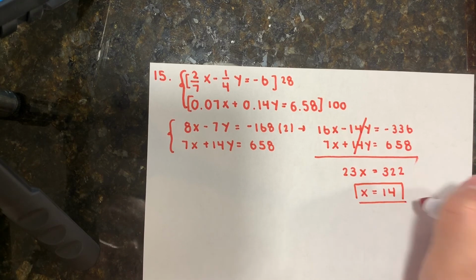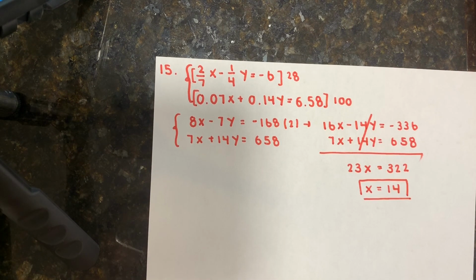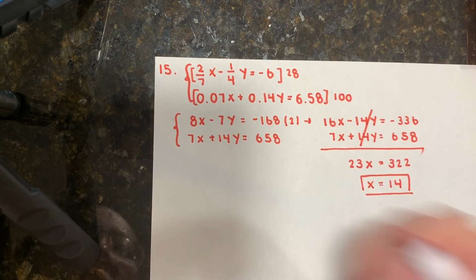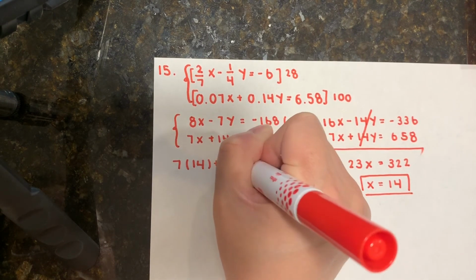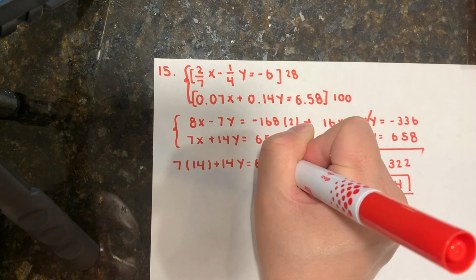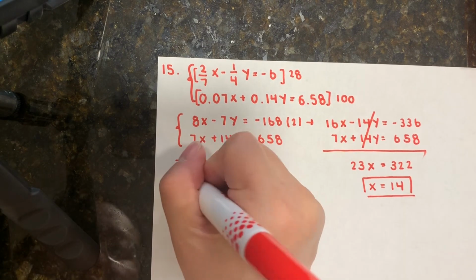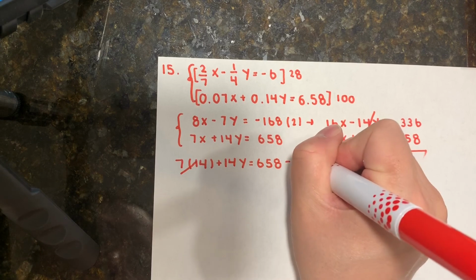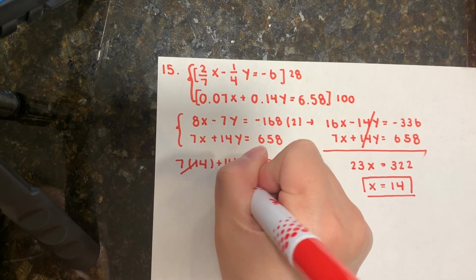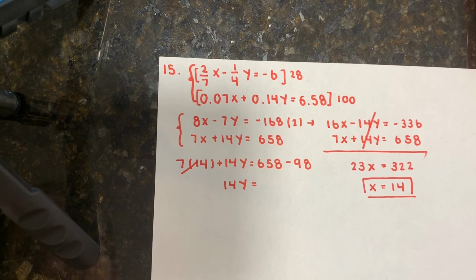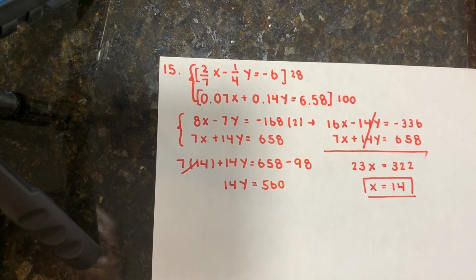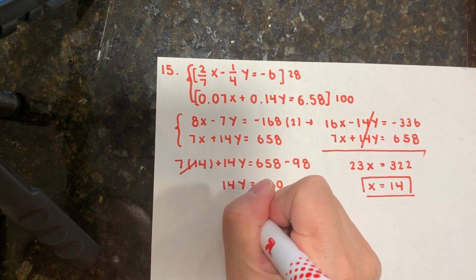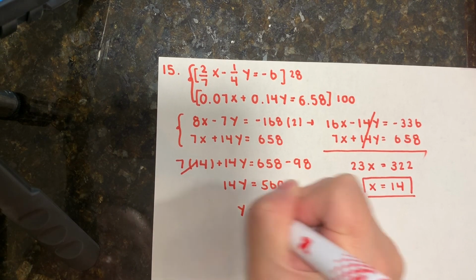And then you're going to solve for y by plugging that into one of the equations. So I'm going to just choose the bottom equation. So it would be 7 times 14 plus 14y equals 658. And 7 times 14 is 98. So I'm going to subtract 98 from both sides. And that would give me 14y is equal to 658 minus 98, which would be 560. And then hopefully, again, that divides evenly, and it does. So y is going to be equal to 40.